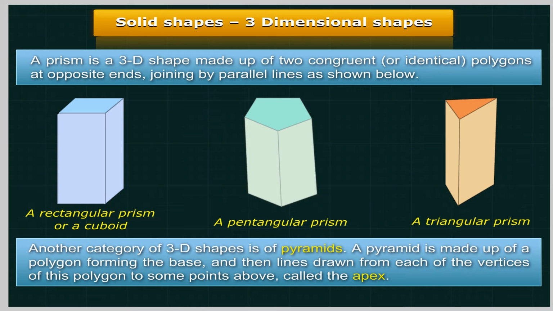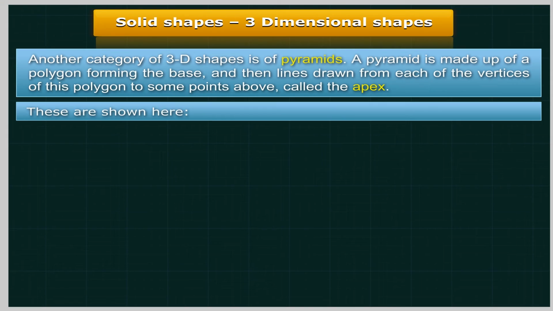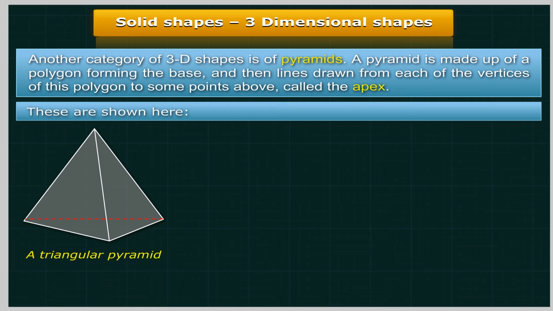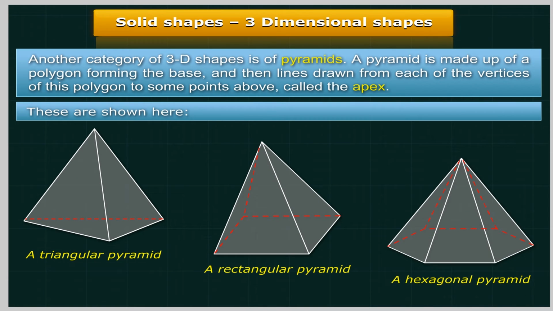Another category of 3D shapes is pyramids. A pyramid is made up of a polygon forming the base, and then lines drawn from each of the vertices of this polygon to some point above, called the apex. These are shown here. A triangular pyramid, a rectangular pyramid, a hexagonal pyramid.